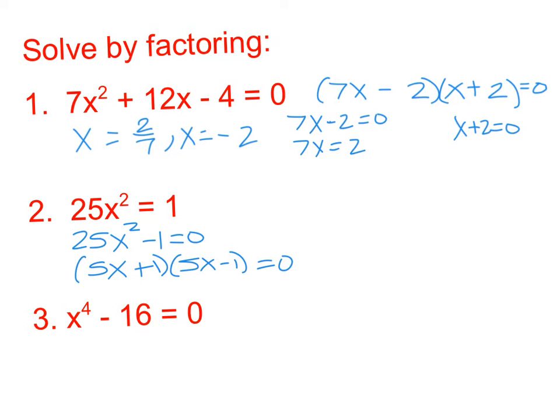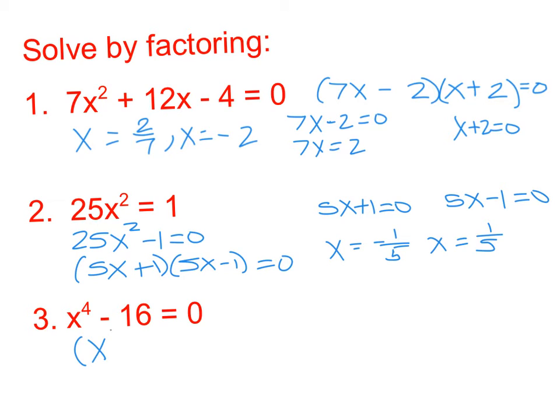So then we set those equal to 0. 5x plus 1 equals 0, so x is negative 1/5. And 5x minus 1 equals 0, so x is positive 1/5. All right, last one on this page. We have x to the fourth minus 16. So we did go over factoring that. So it's x squared, it's a dots, so it's plus 4 minus 4.